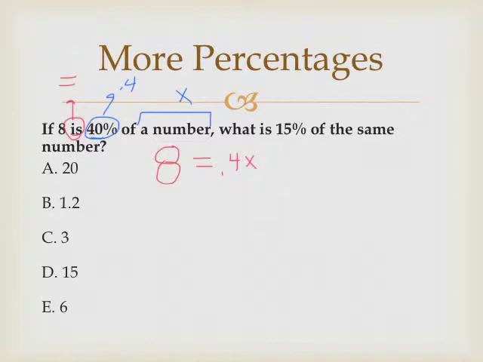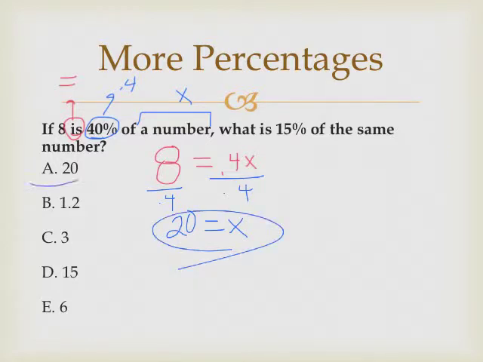If I'm going to solve for x, I want to get rid of the 0.4, so I'm going to divide by 0.4 on both sides. So we have 8 divided by 0.4 gives me 20. So I have 20 is x, which is nice. 20 is right here. So I would hastily click that answer, and I would be wrong because you got to read the whole question. Is the question, what is the number?